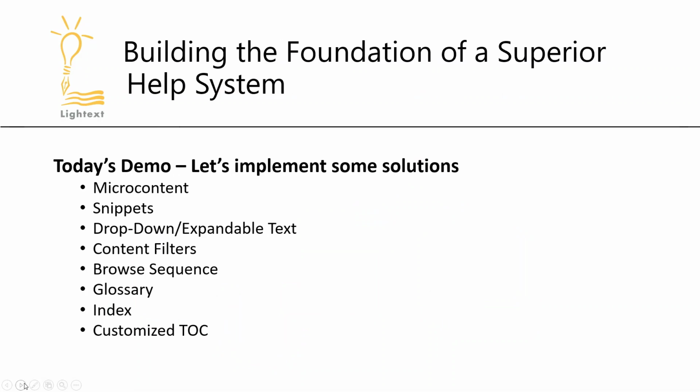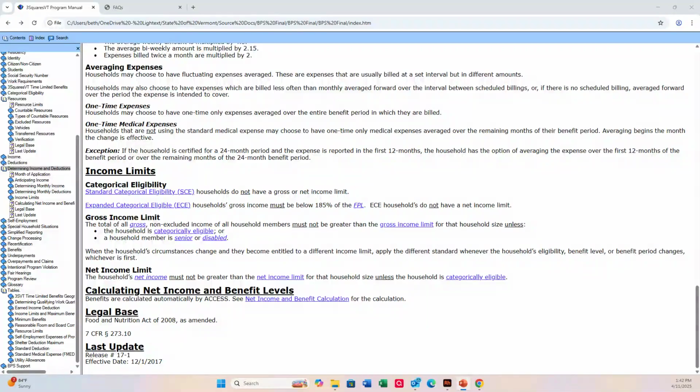Today, we are going to demo microcontent, snippets, drop down and expandable text, content filters, browse sequences, glossary, index, and a customized table of contents. So I'm going to end this slideshow and jump into the demo. And I'm going to start here and show you first what their manual used to look like and what it looked like once it was retooled and rebranded.